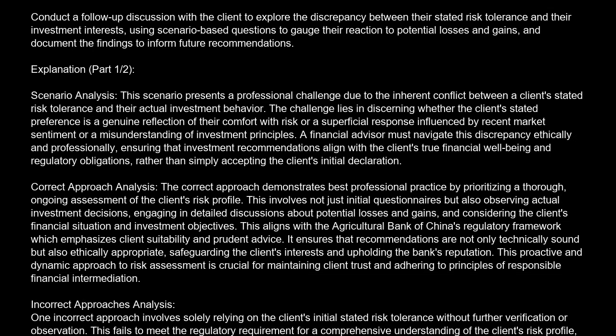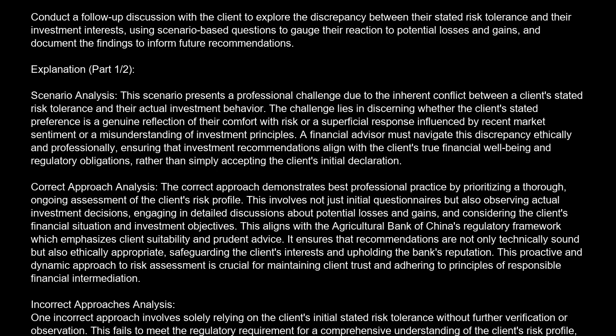The correct answer is A. Conduct a follow-up discussion with the client to explore the discrepancy between their stated risk tolerance and their investment interests, using scenario-based questions to gauge their reaction to potential losses and gains, and document the findings to inform future recommendations. Explanation. Scenario analysis. This scenario presents a professional challenge due to the inherent conflict between a client's stated risk tolerance and their actual investment behavior.